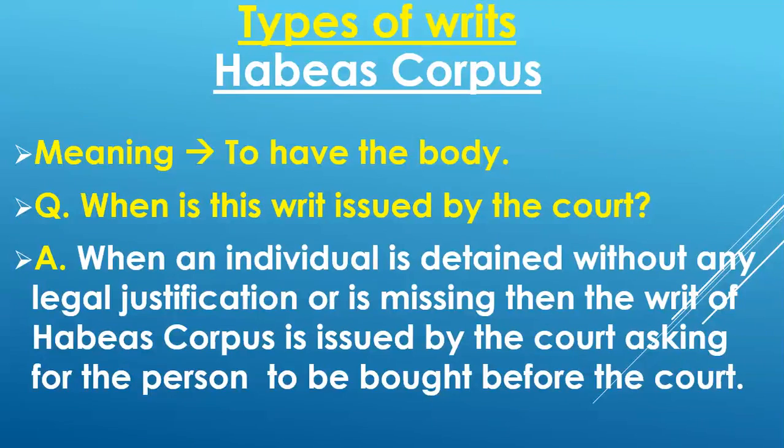Now friends, the question arises that when is this writ issued by the court? So the answer is that when an individual is detained without any legal justification or is missing, then the writ of habeas corpus is issued by the court asking for the person to be brought before the court.